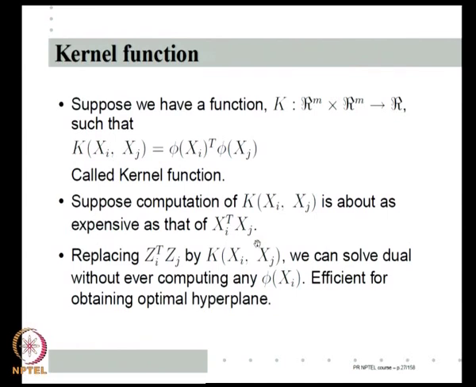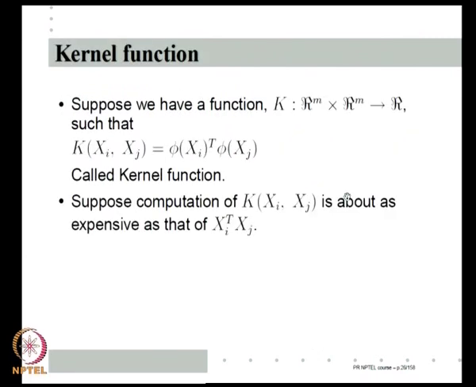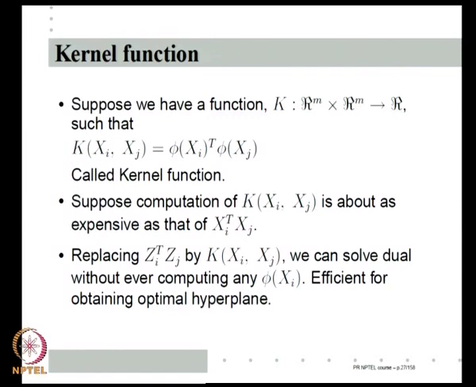If I have such a function, then I can replace zi transpose zj by k of xi, xj and solve, which means in my dual I do not have to actually calculate all the z's. This zi transpose zj is replaced by k of xi, xj. k of xi, xj is about as costly to compute as xi transpose xj. So, it is like I am just finding a linear classifier in the original space, because I replace xi transpose xj, what was there in the original linear classifier, by k of xi, xj, which is roughly the same computation. So, at least for solving the dual, the kernel function is useful.